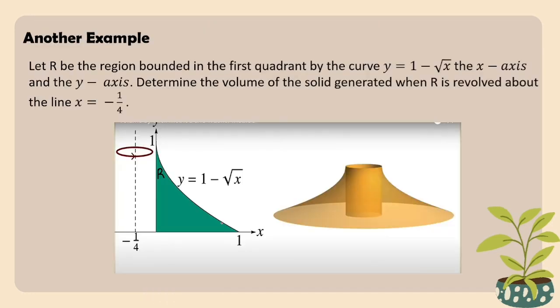Next, another example, the last example for this video. Let R be the region bounded in the first quadrant by the curve y equal to 1 minus square root of x, the x-axis, and the y-axis. Determine the volume of the solid generated when R is revolved about the line x equal to negative 1/4. Here it is rotated about the line, and here is our resulting figure. Our outer radius is the curve plus the negative 1/4.